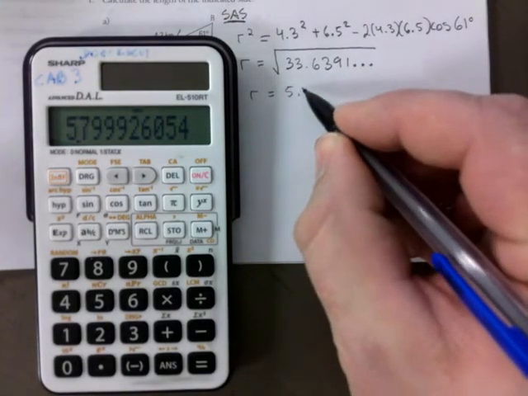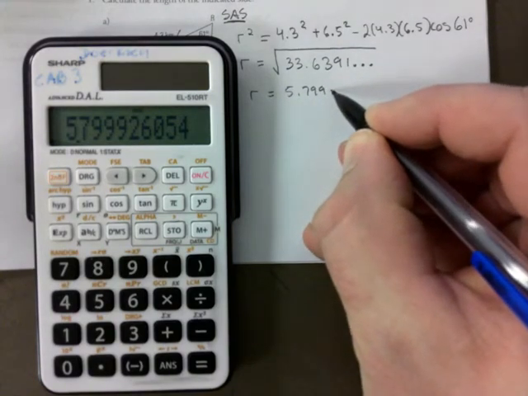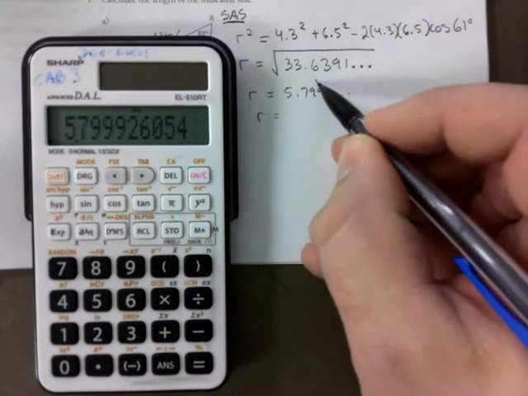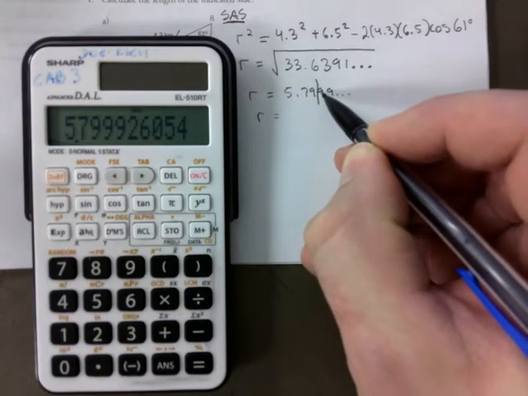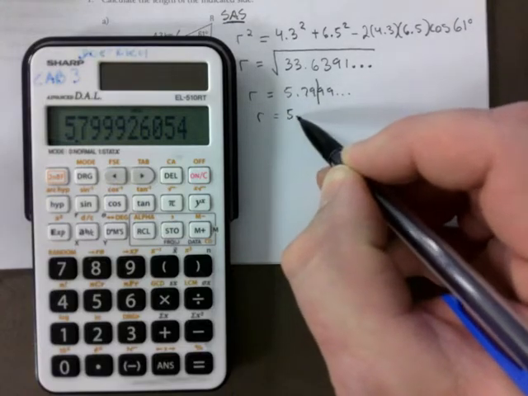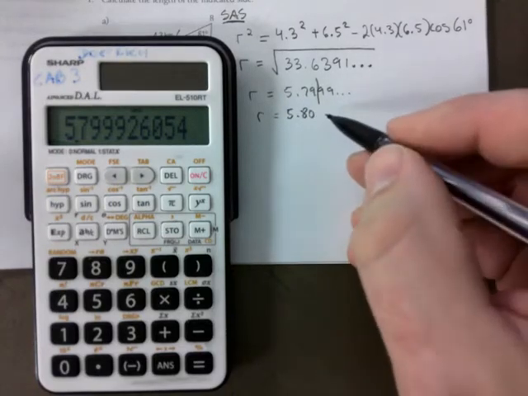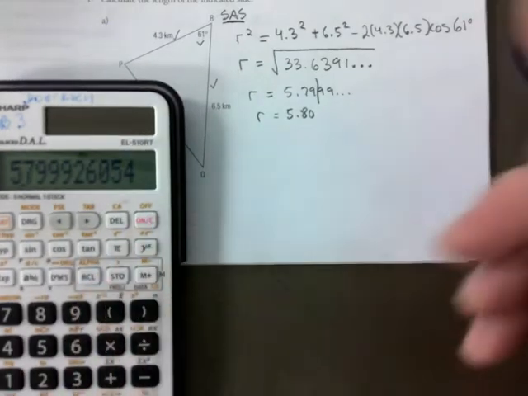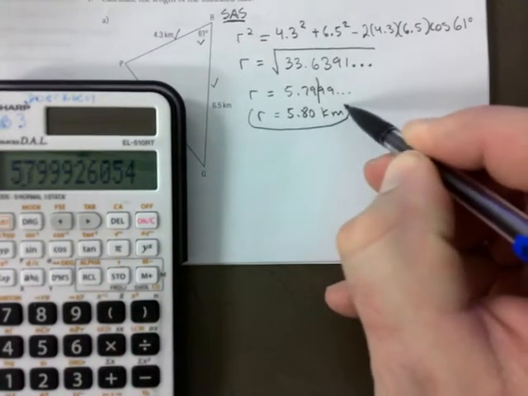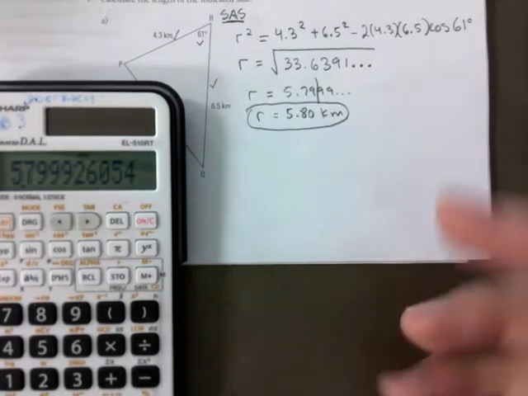So watch this. I'm going to do this for your notes. There's 3 9s and that keeps going, so I'm going to cut it right here. So that 9 bumps this to a 10, which bumps this to an 8. So it's actually 5.80. And we are in kilometers here. It's right. This is just a side length.